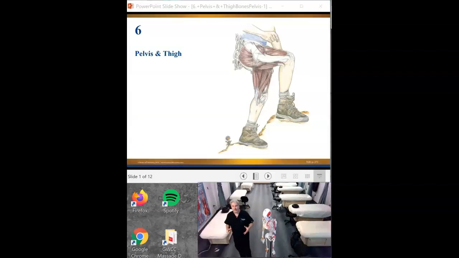We're starting a new section in our book. Hold on, let's do this first. Hi. So we're starting a new section in our book, and it's the pelvis and thighs.